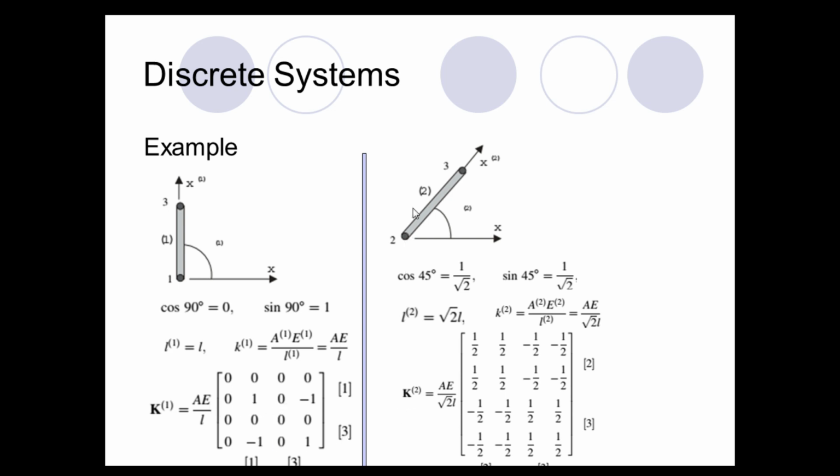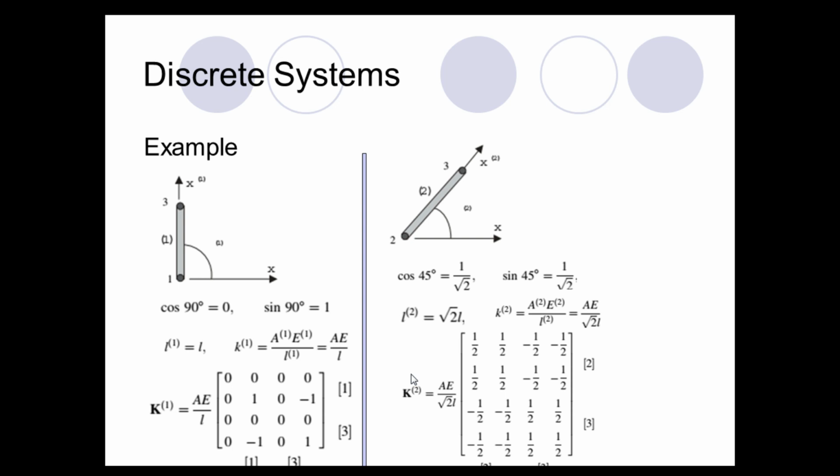Okay, now for element 2, it makes an angle of 45 degrees, and cosine 45 is 1 over square root of 2, or square root 2 divided by 2. Sine 45 is also 1 over square root of 2. So L2 is square root of 2 times L, and this is the length of the element. K2 is area times Young's modulus divided by the length of the element, which makes AE divided by square root of 2 L.